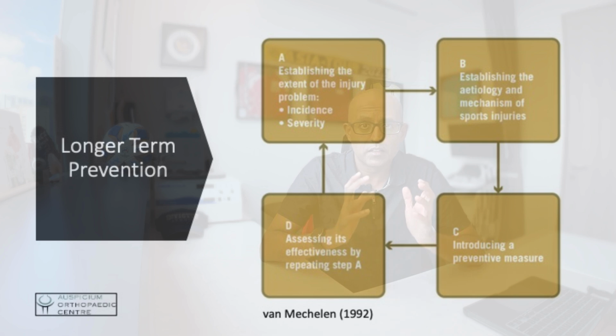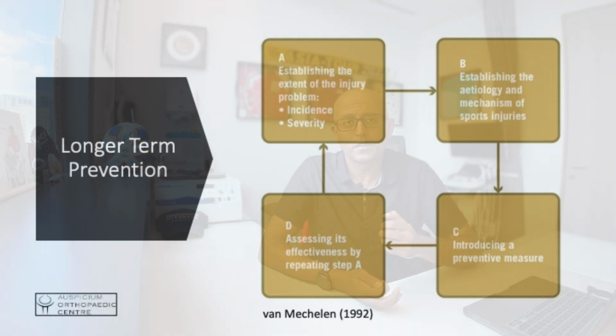Back in 1992, Van Mechelen put together an excellent flowchart, which I still believe has significant relevance to us today, and demonstrates the importance of sports physicians and other healthcare professionals working in sports of identifying what the risk factors are and how we can try and minimize risk of injury for that individual as well as others.